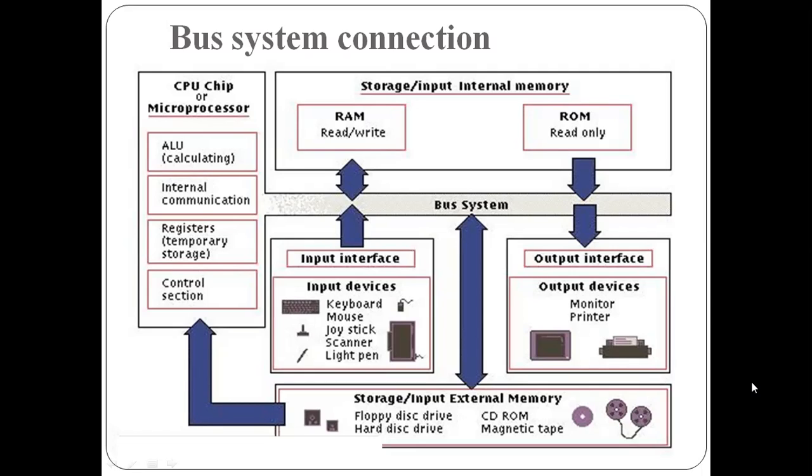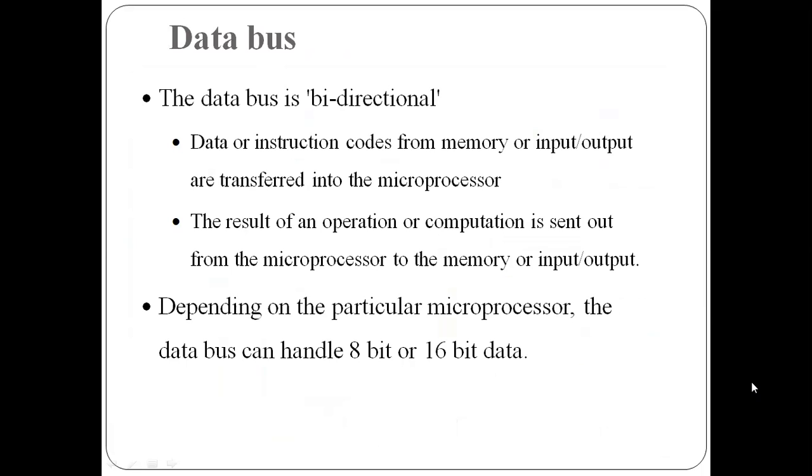The input is interfaced with the storage of the internal memory, that is the RAM. ROM is read only, which is interfaced with your output interface. This is the bus connection, that is the bus cables, and how they are connected to different parts of the microcomputer. Data bus: the data bus is bidirectional.